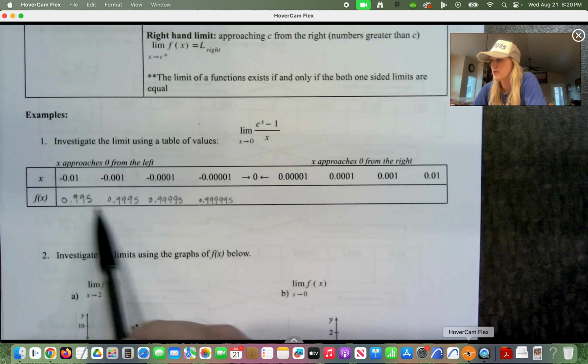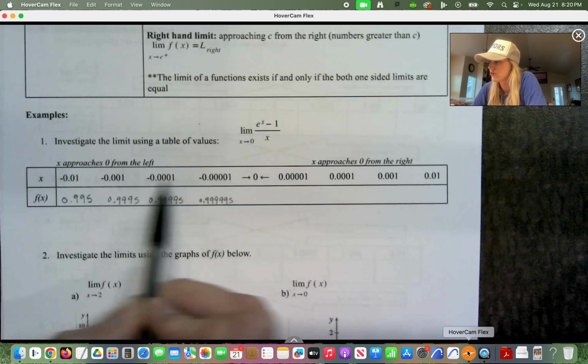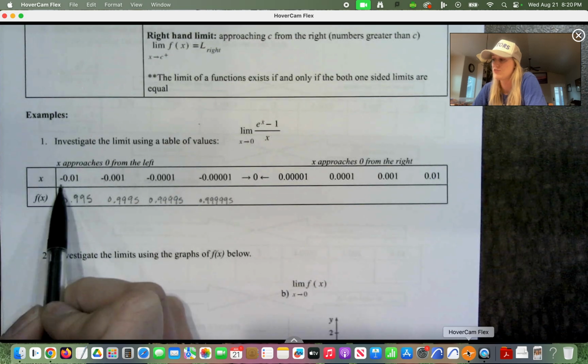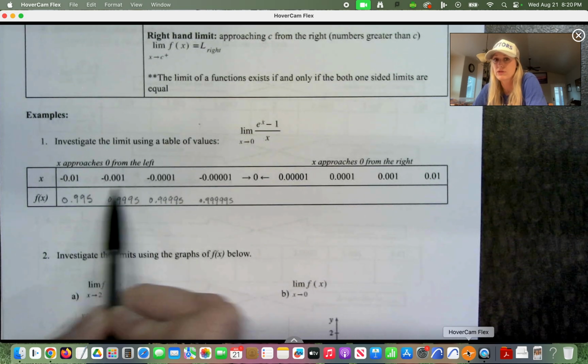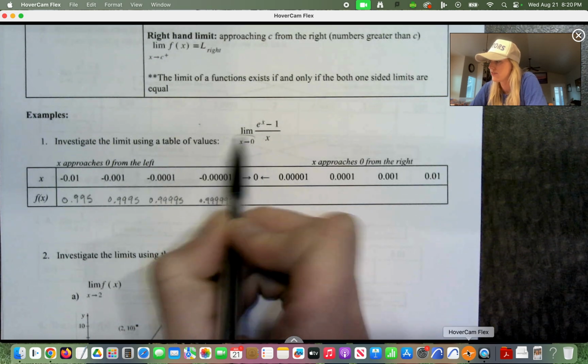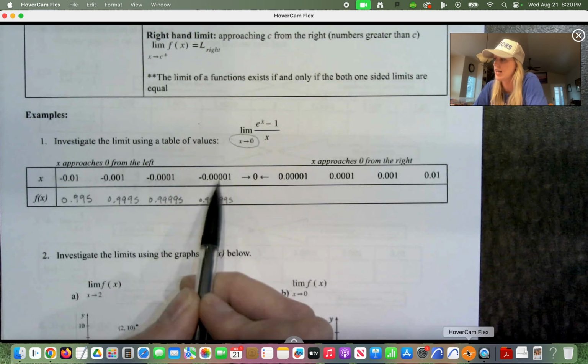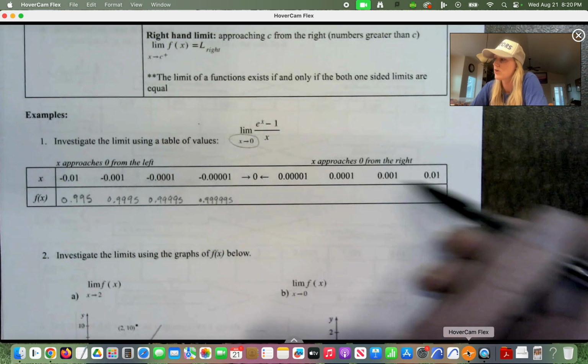My x values are getting closer and closer to 0 from the left. These are numbers less than 0, but they're really, really close to 0, and they're getting very, very close to 0. So that's accounting for this, right? Approaching from the left. These values are approaching from the right.